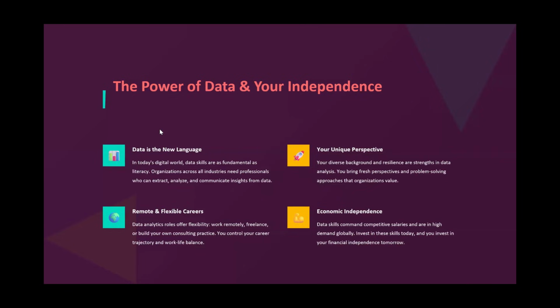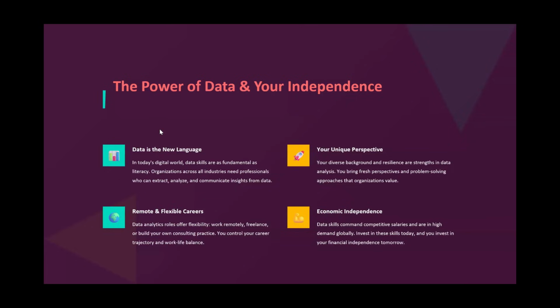Another thing is that your unique background is a huge asset. Data analysis is not just maths, statistics, building beautiful dashboards, or extracting data from a database. It's about asking smart questions, right? Your life experiences will give you that edge and a perspective that others might not have.